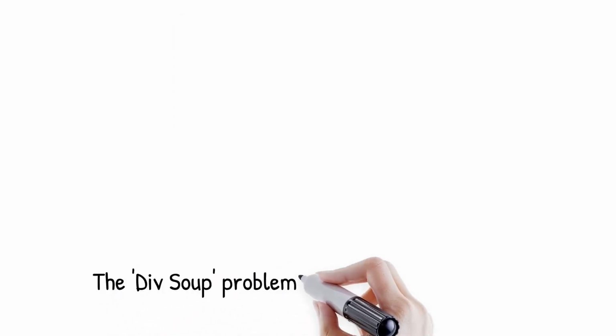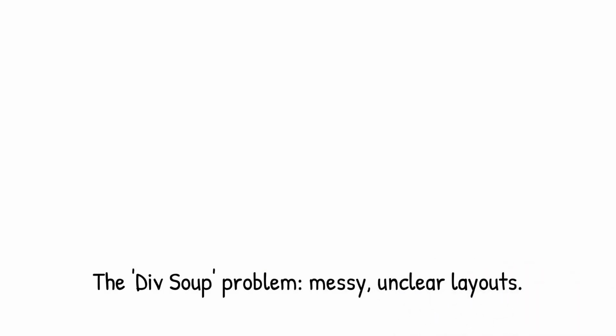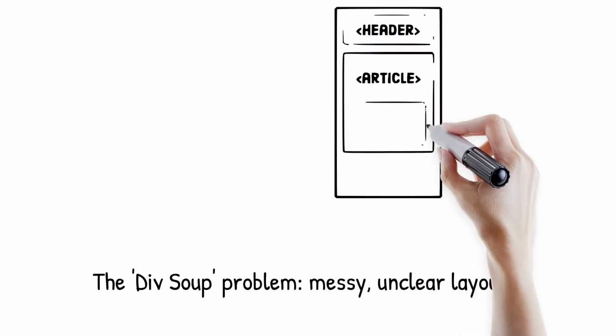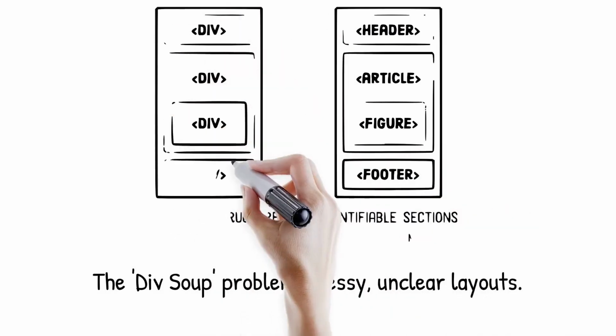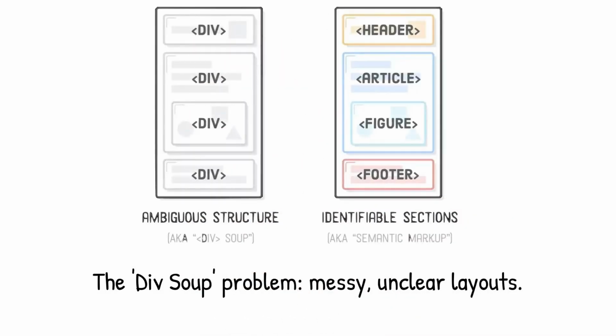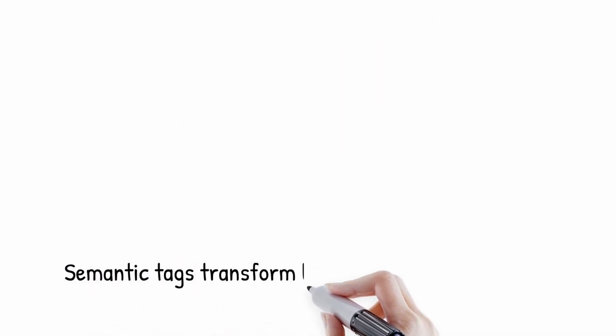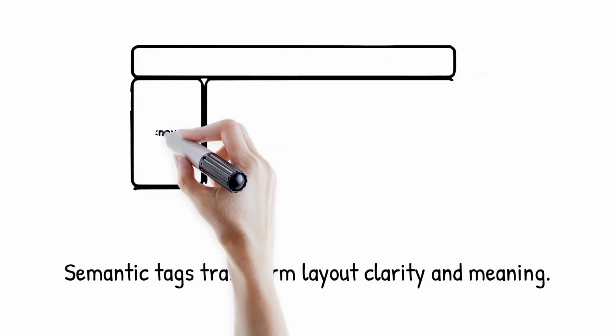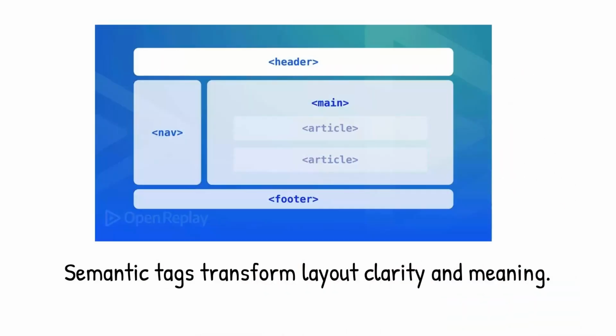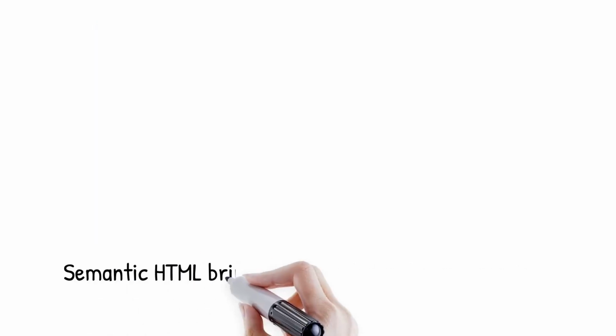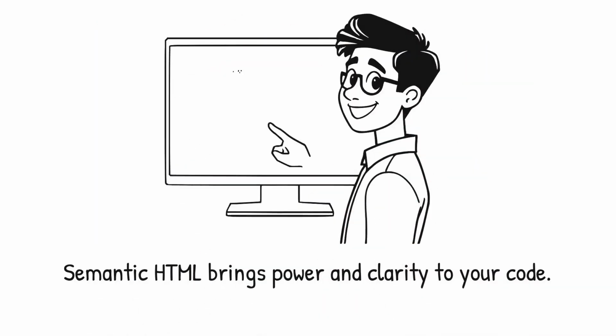Here's a common layout when someone uses only divs. Div class top, div class content, div class post, div class bottom. This works, but it doesn't say what anything means. Now watch how much clearer it becomes with semantic HTML. Header, nav, main, article, aside, footer. Even if you've never seen this project before, you already understand it. That's the power of semantic HTML, clarity.